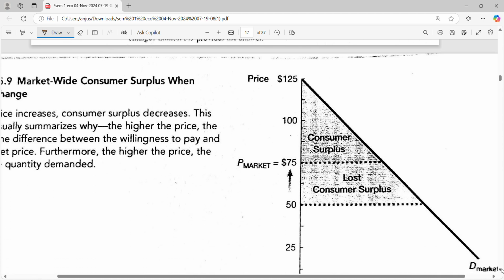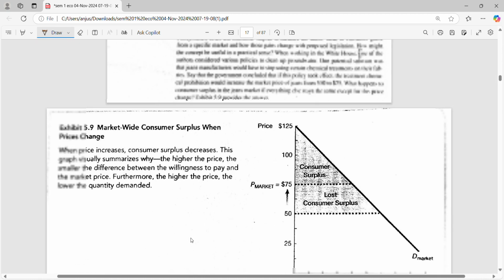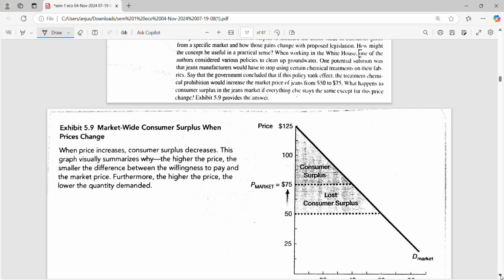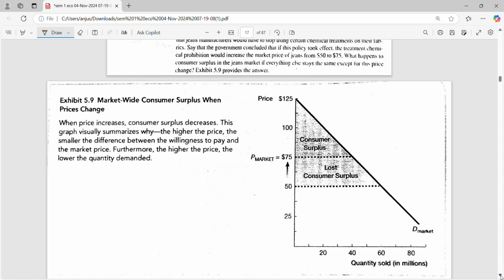Next is, when the price increases, how does the consumer surplus change? When price increases, definitely consumer surplus will decrease. That is, the higher the price, the smaller the difference between the willingness to pay and the market price. When the price increases, quantity demanded decreases. We discussed it in the last concept.